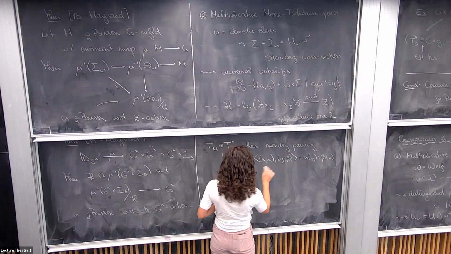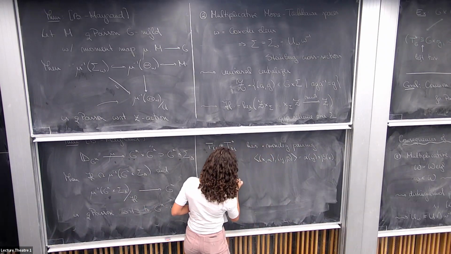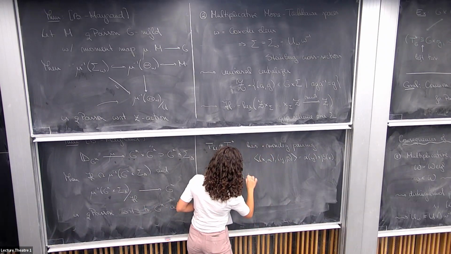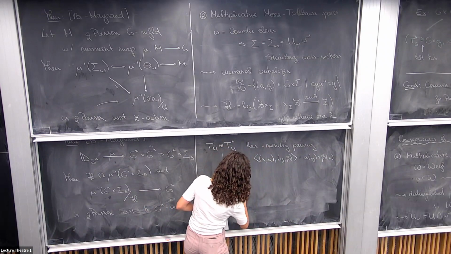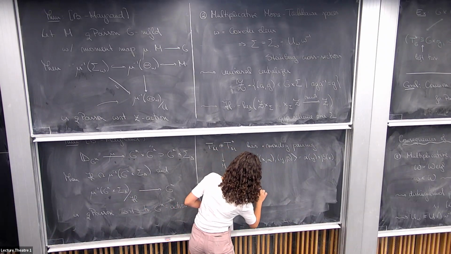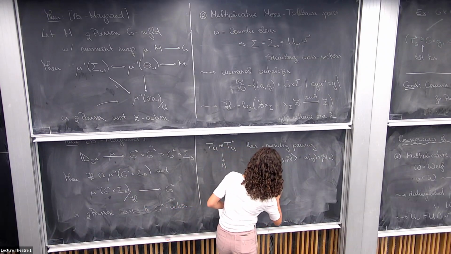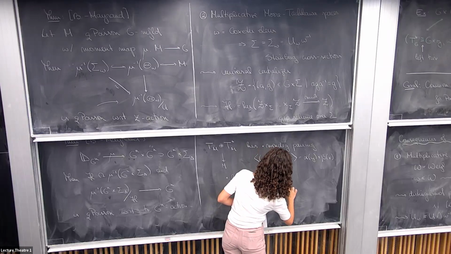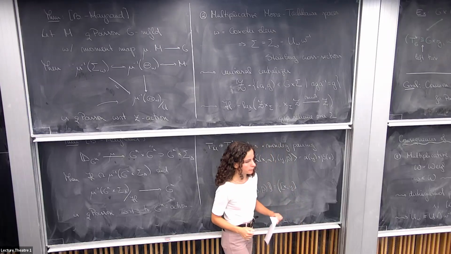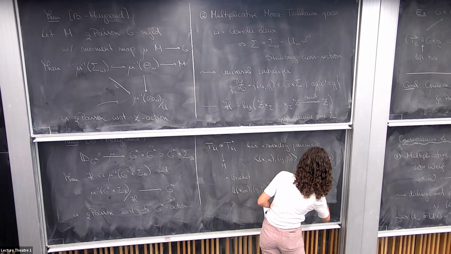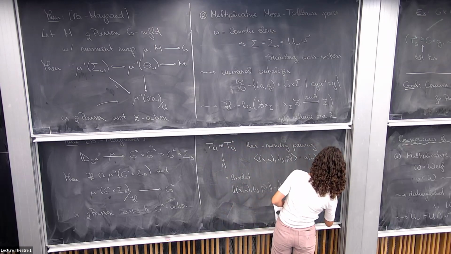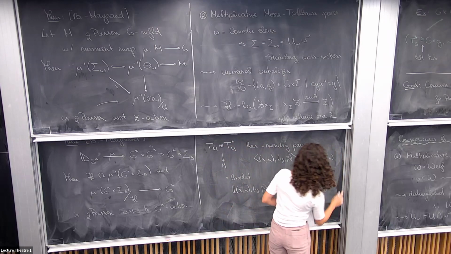And it also has a bracket, which is called the Courant bracket. The bracket of (X, alpha) with (Y, beta) in the first coordinate is just the usual Lie bracket of vector fields. And in the second coordinate is some more complicated expression. So I take the Lie derivative of beta with respect to X minus the contraction with Y of d alpha.